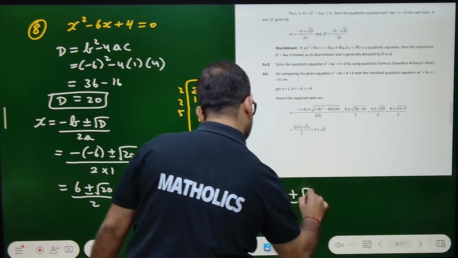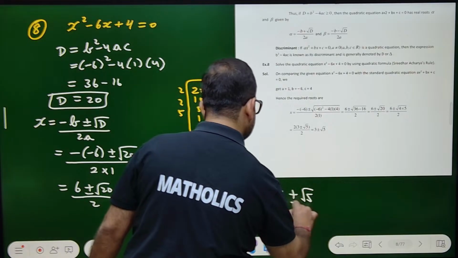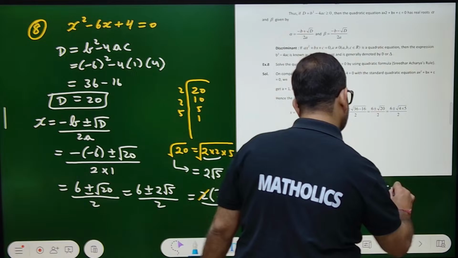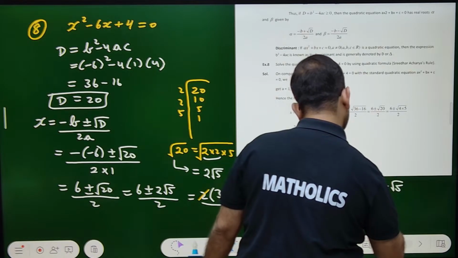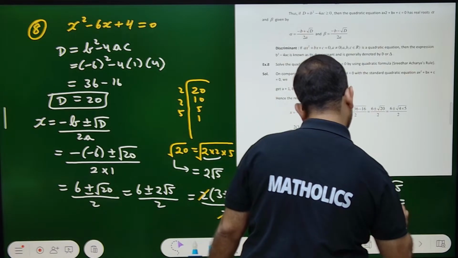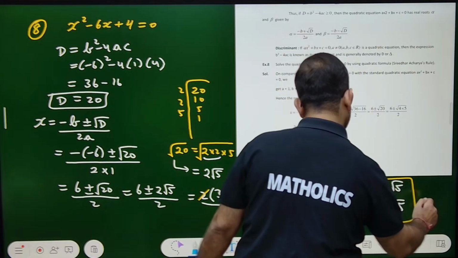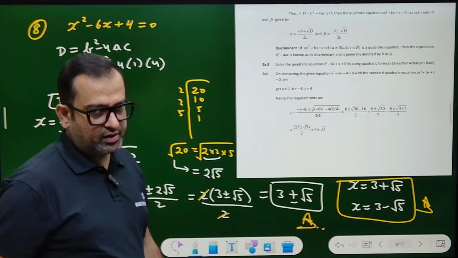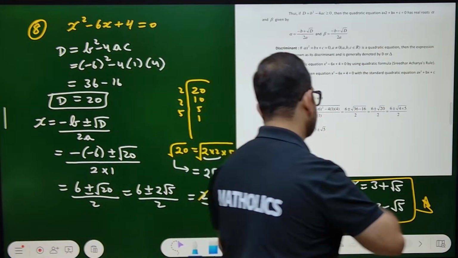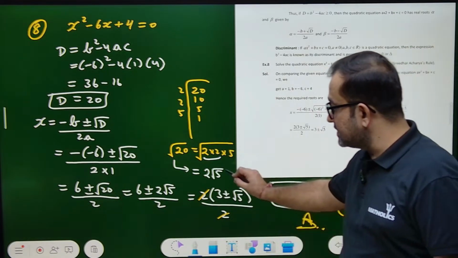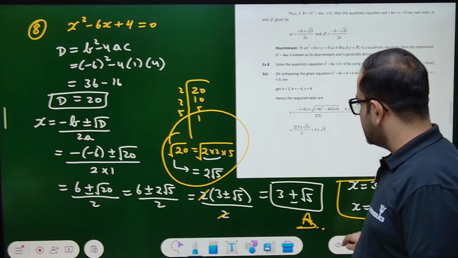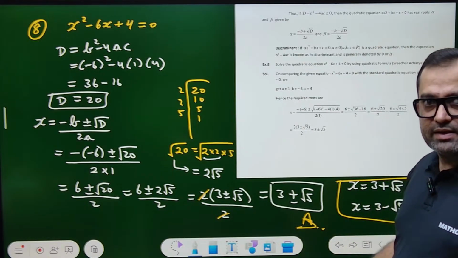3 plus minus under root 5 is the final answer. You can write it as x equals to 3 plus under root 5 and x equals to 3 minus under root 5. Got my point? This could also be a form to write the answer. Copy it. So the answer is 3 plus minus under root 5. The main thing is this; you all must remember this very carefully. And under root 20 you can write as 2 root 5 also.